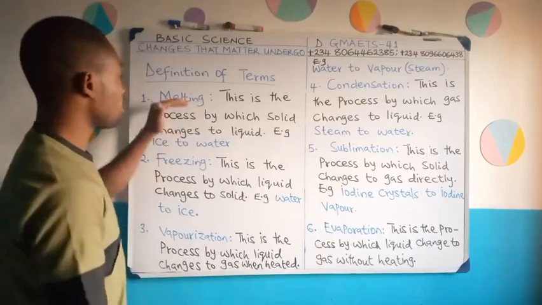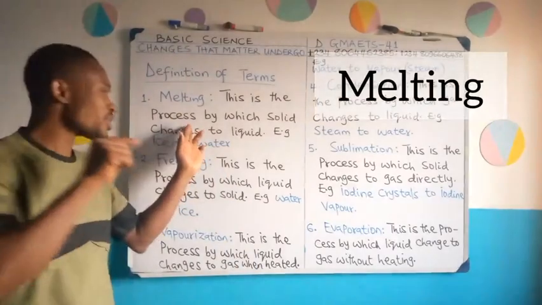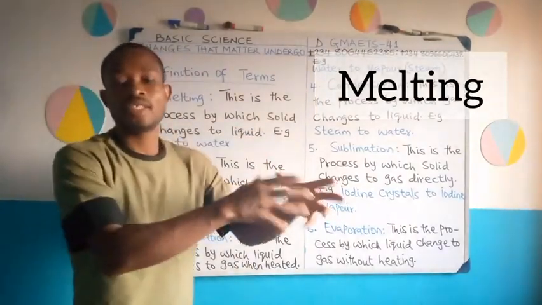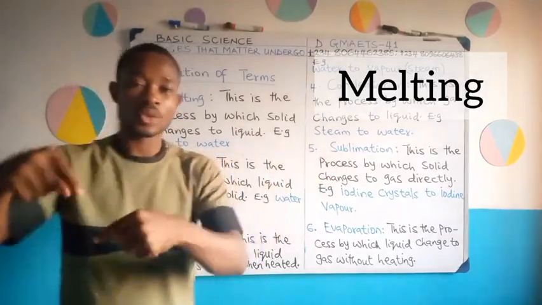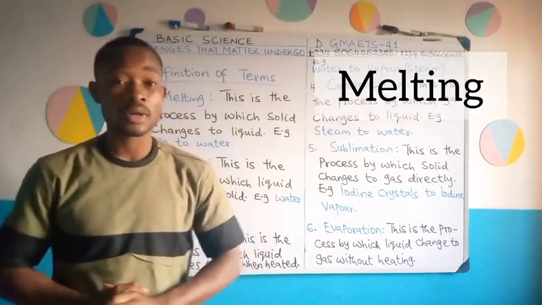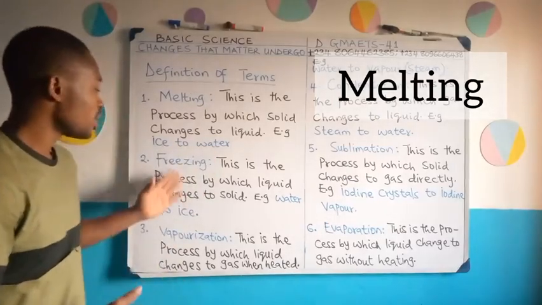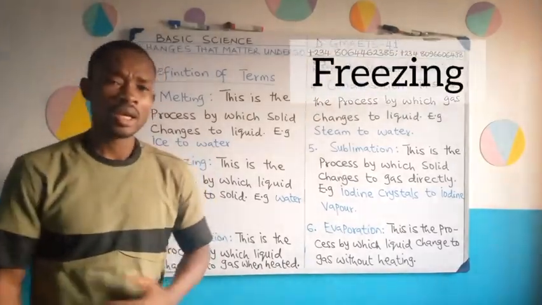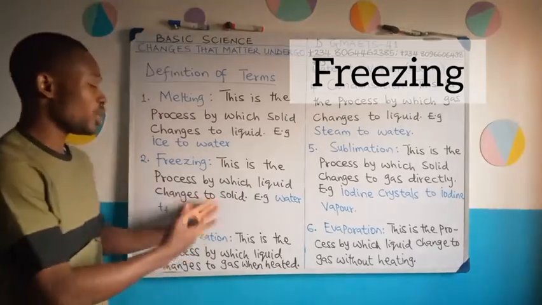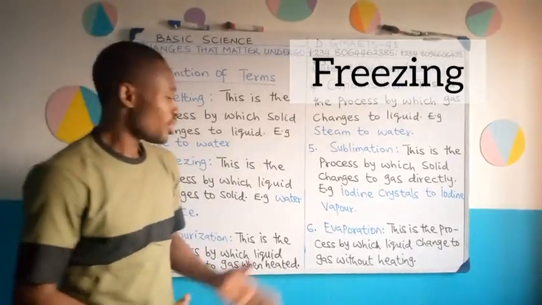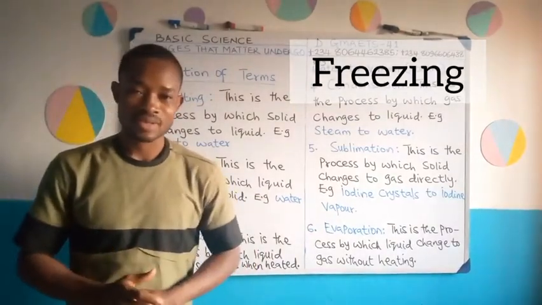All right. One of them is melting. Melting is defined as the process by which solid changes to liquid. So whenever you see solid changing to liquid, what is happening in the process is called melting. An example is ice changing to water. The next is freezing. What is freezing? Freezing is the process by which liquid changes to what? Solid. Okay, now water changing to ice is a freezing process.